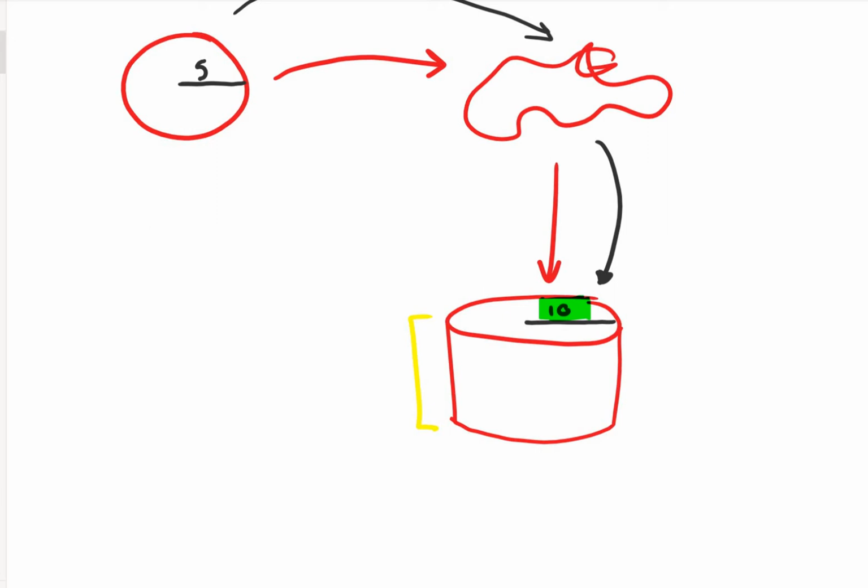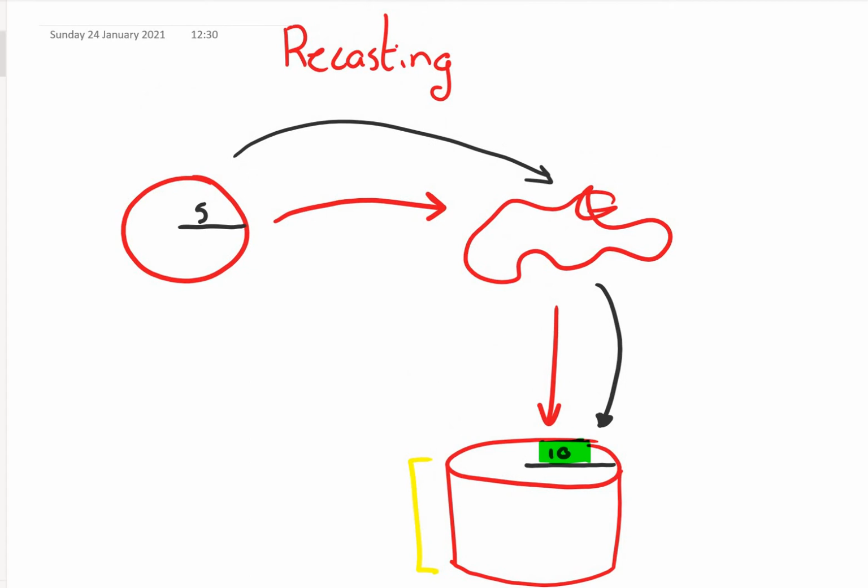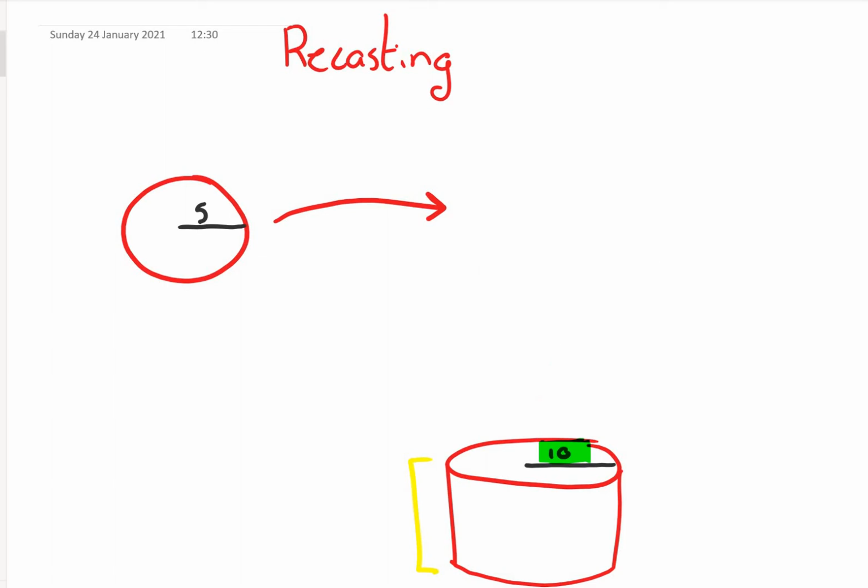So here's how we do it. Just to keep this in mind, whatever volume this sphere is, if it changes shape to the blob, it's still the same volume. And if we recast it into the cylinder, it's still the same volume. That's the important thing to note when we're solving these questions. So instead of recasting it to the blob, I'm just going to recast it straight to the cylinder.